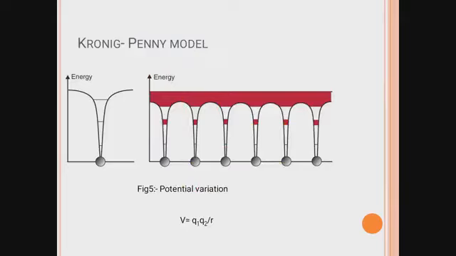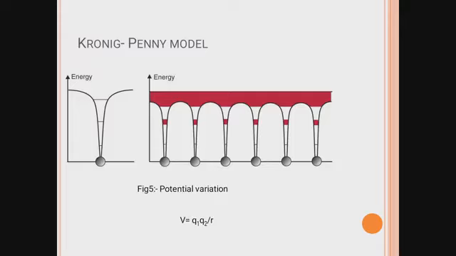Now my next slide is on the Kronig-Penney model. If you consider a 1D lattice, then the interatomic spacing between two atoms is denoted by a. If you consider a single, isolated atom, in that case V is equal to Q1 Q2 by R square. Q1 Q2 is nothing but the charges and R is nothing but the distance in between.